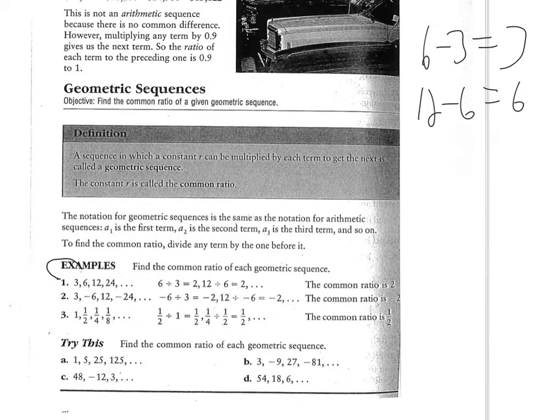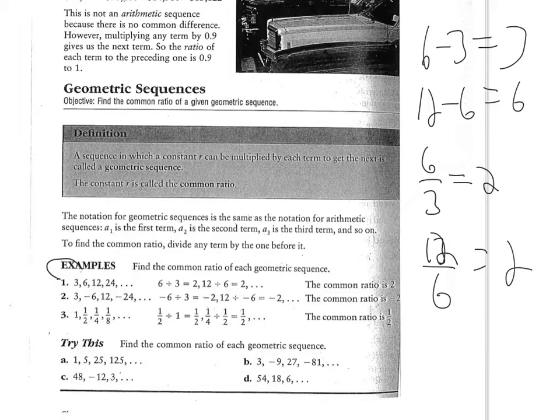However, if we divide the second term by the first term, I get 2. If you divide the third term by the second term, you get 2. So here there's a common ratio, and this is how you find out what it is. You just take consecutive terms and divide them, and if they're the same value, then it's probably a geometric sequence, and it's got a common ratio.